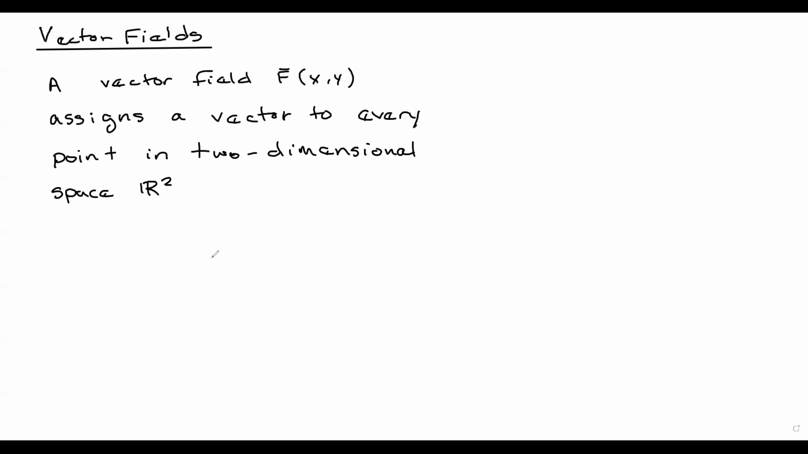The idea is that you take a point and plug it into this vector field formula, and out comes a vector, and that's the vector that's at that point. So let's go through and look at an example.